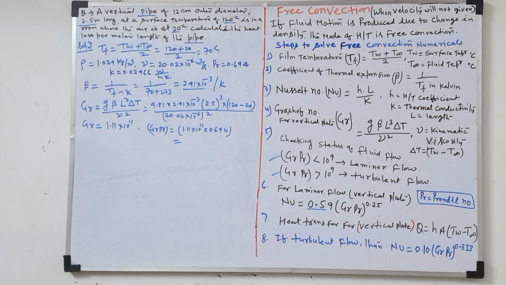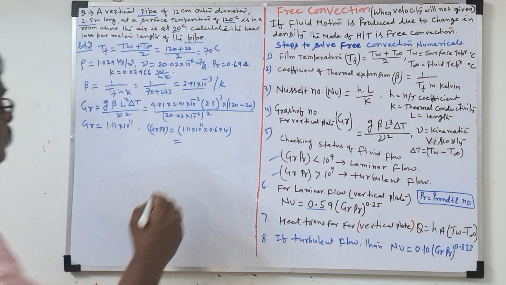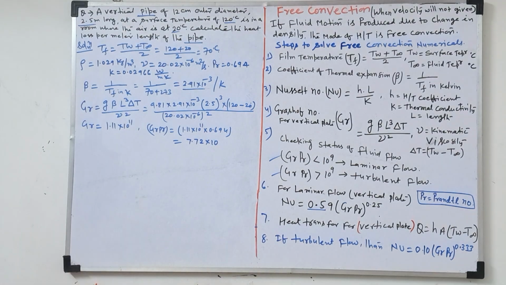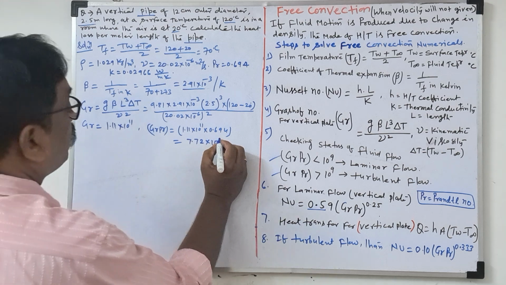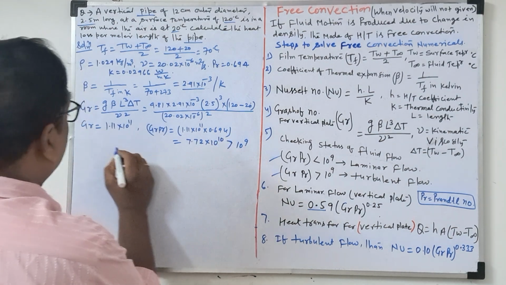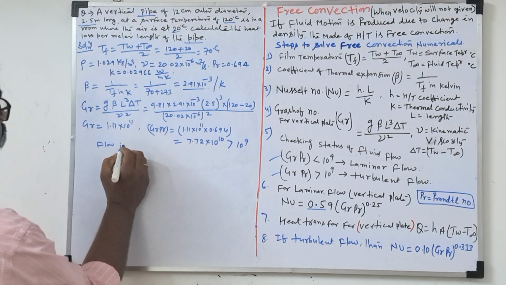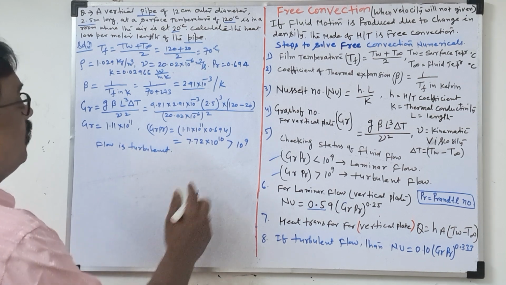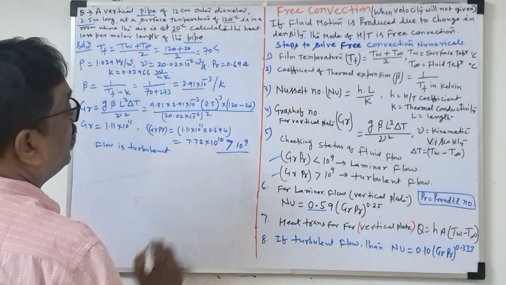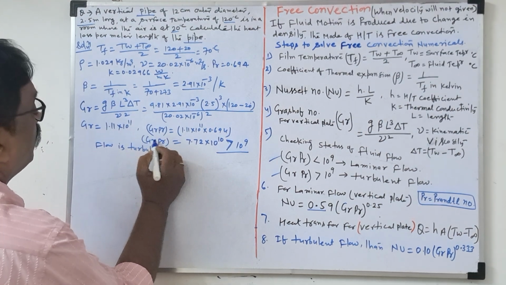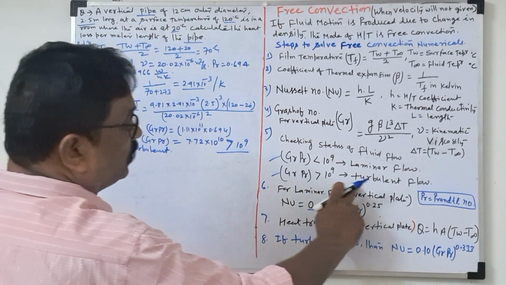This product we are getting is 7.72 into 10 power 10. So this value is more than 10 power 9, so this flow is turbulent. This is the status of the fluid, because GR PR is greater than 10 power 9. So this is the turbulent flow.